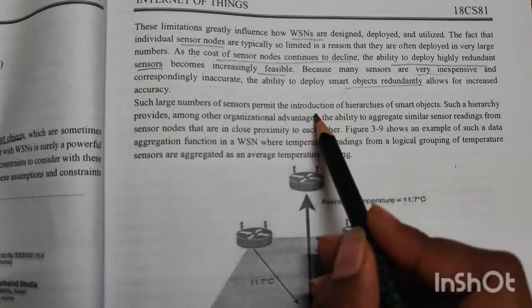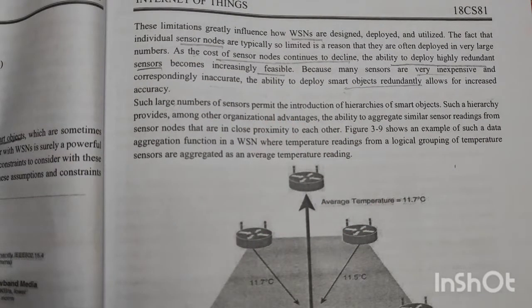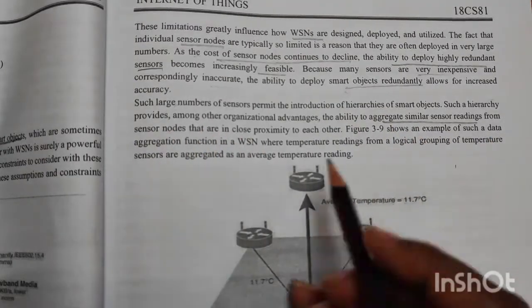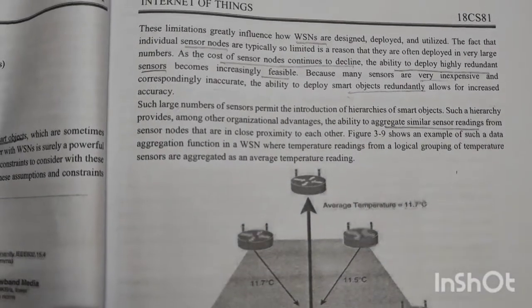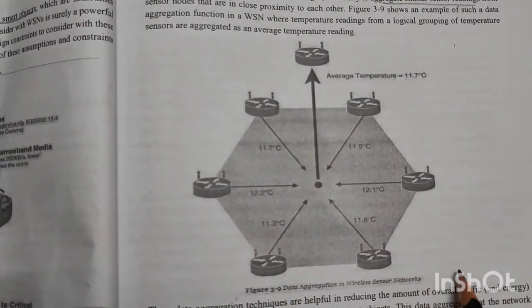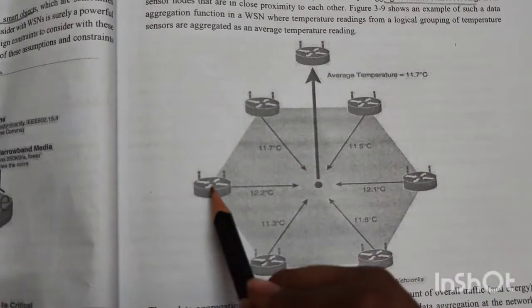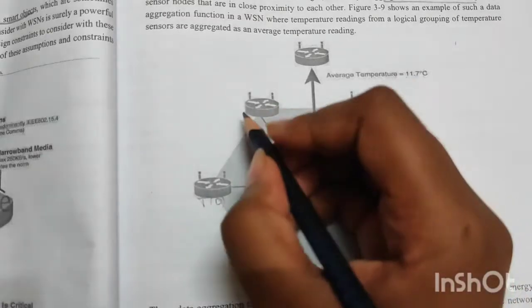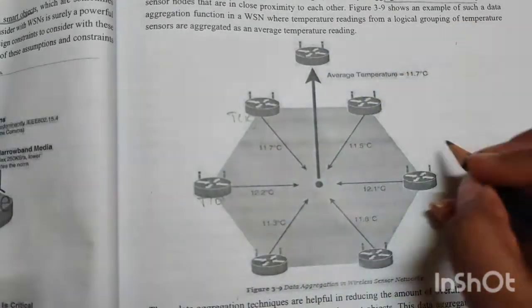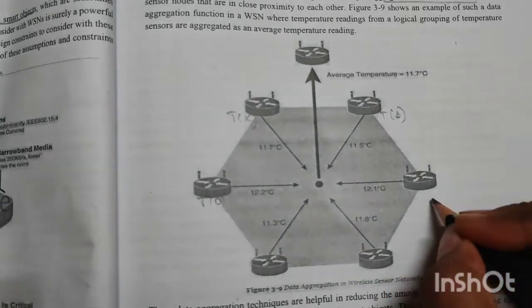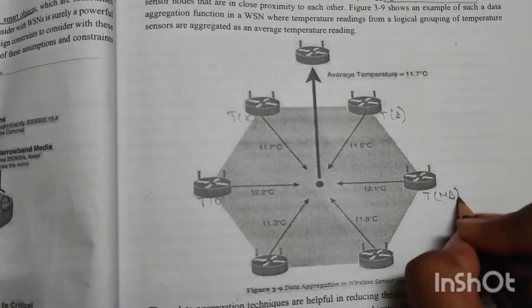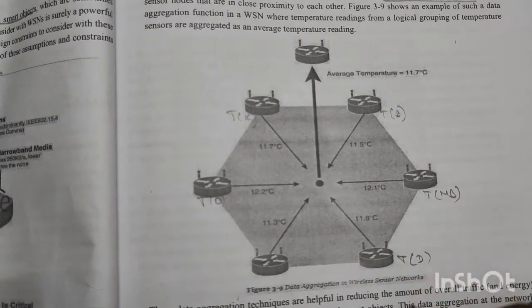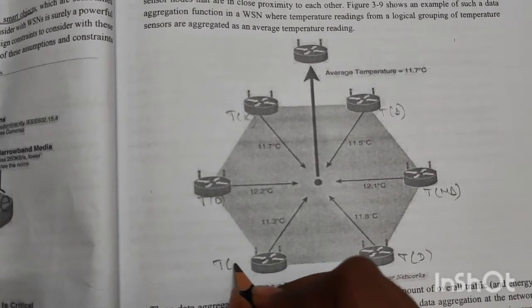Such a number of sensors permits the introduction of hierarchies of smart objects. So you're aggregating the similar sensors and finding the readings close to each other. For example, here you find a wireless sensor network. This is the temperature detection in the drawing room. This is the temperature detection in the kitchen. This is the temperature detection in the bedroom. This is the temperature detection in the master bedroom. This is the temperature detection in the dining room. This is the temperature detection in the storage room.